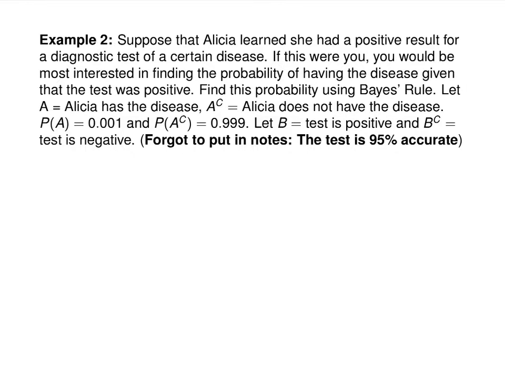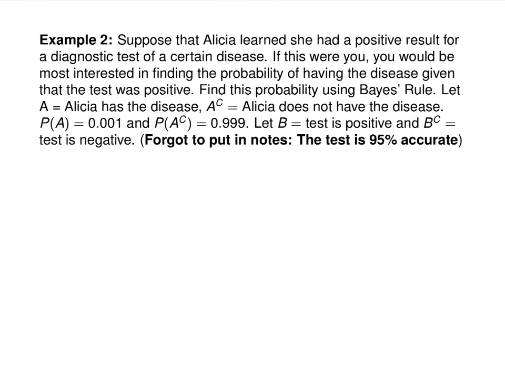So there's one thing I forgot to put in the notes. The test is 95% accurate. If we didn't know that, we would not be able to proceed. So we have some person, and this person had a positive test result for some kind of disease. And if this were you, you were most interested in finding the probability of having the disease given the test was positive. And we're going to find this using this Bayes rule.